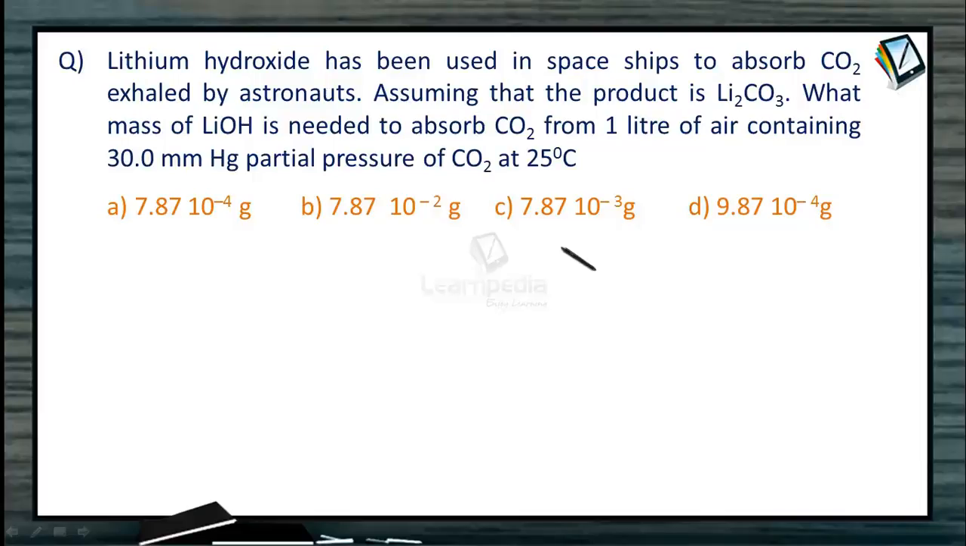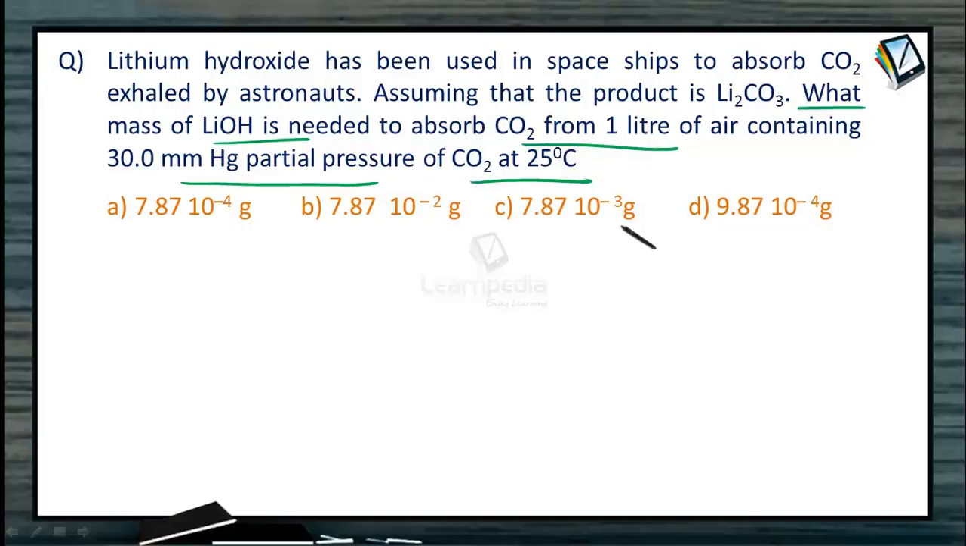Here the main part of the objective is: what is the mass of lithium hydroxide needed to absorb carbon dioxide from 1 liter of air containing 30 mm of Hg partial pressure of carbon dioxide at 25 degrees centigrade? Here we need to use the concept of two different chapters. One is related to stoichiometric calculations and the second one is the gaseous state.